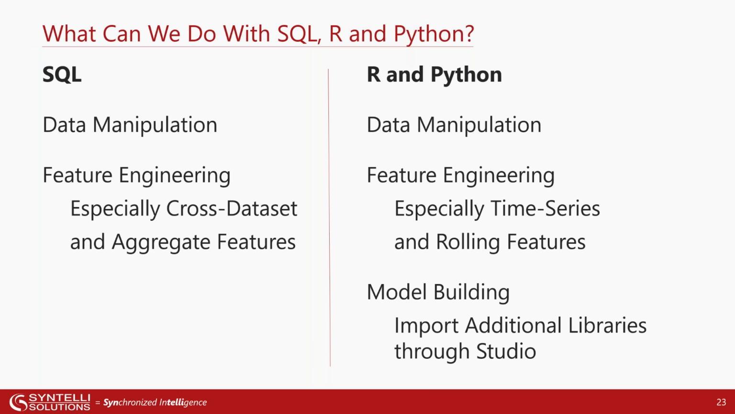R and Python also have the added advantage that they can actually build models. I've seen production use cases where we don't use any of the pre-built models in Azure Machine Learning Studio. Instead, you can import additional libraries directly through the studio using zip files. And they'll import those R or Python libraries and let R or Python build the predictive model for us, and use Azure Machine Learning Studio as a means of creating an easy API. I've seen that as well, and that's another good use case.